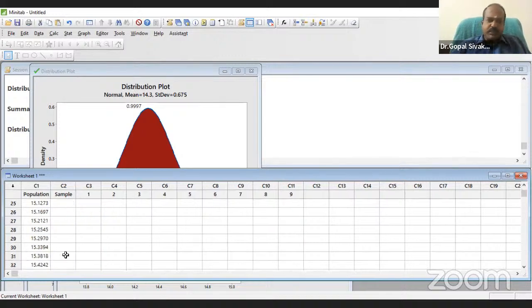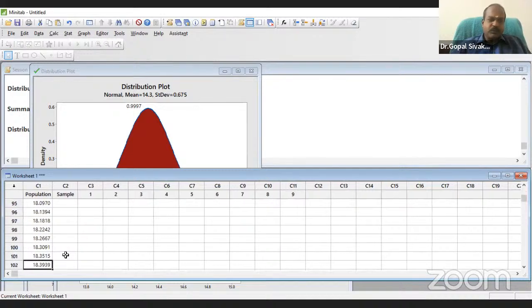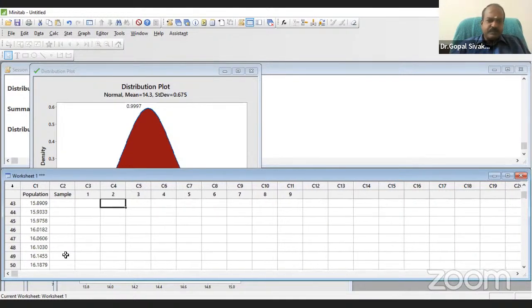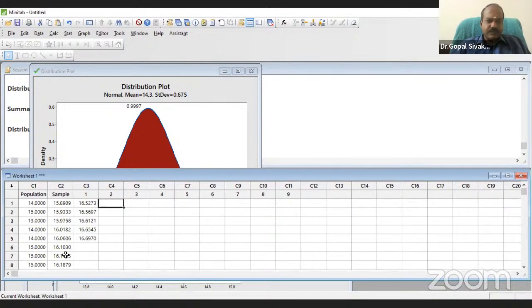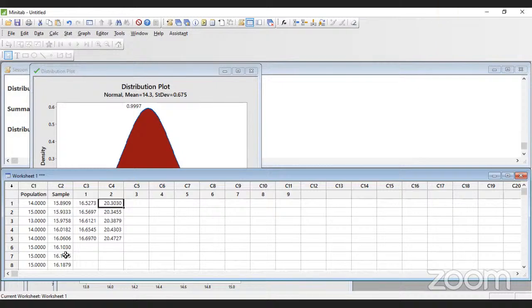Now I go to section 2. Section 2 means below 100, right? So I'm going to below 100, somewhere here. Here I use some technique. It's a random technique only. So I just take 5 data and come here. What is this? Sample collected from section 2.